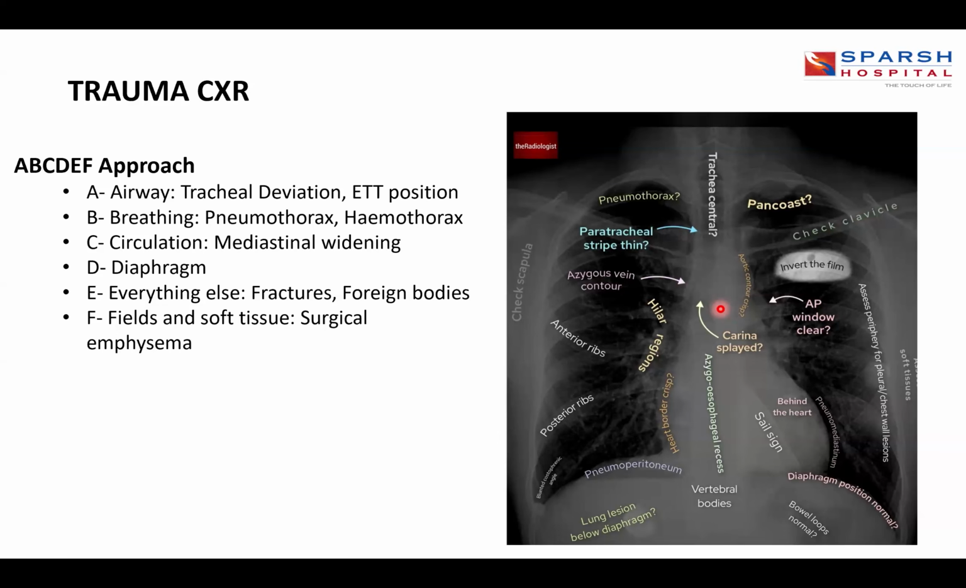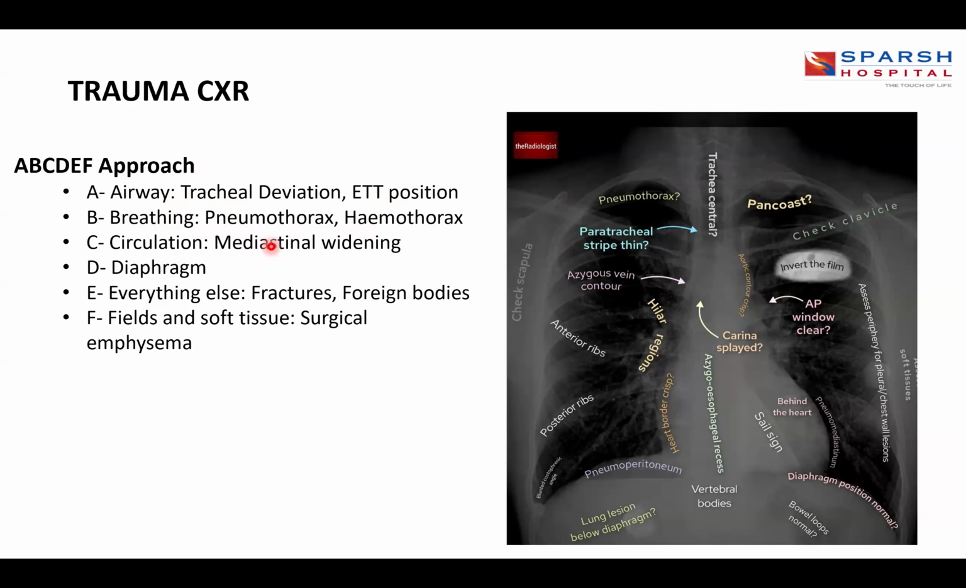In this X-ray series, you move on to the chest and pelvis X-rays, which are notorious for major injuries that can cause high mortalities. So when you approach a trauma chest X-ray, you can follow the ABCDEF approach. That is the airway approach, wherein you can see the tracheal deviation. If you've already intubated the patient, you can see the ET position. Under breathing, you can see pneumothorax, hemothorax.